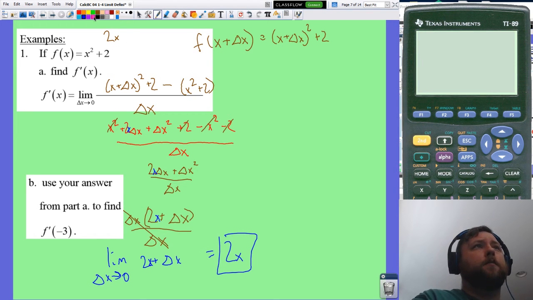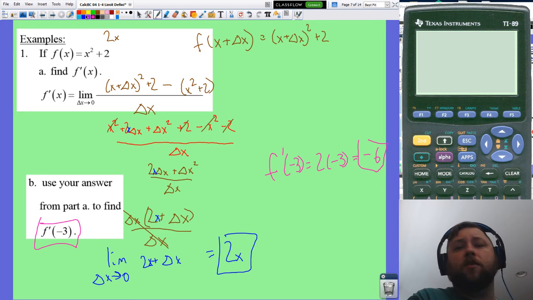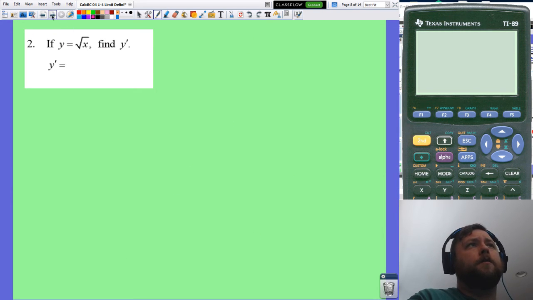Now I'm going to answer part B over here. Use the answer for part A to find f prime of negative 3. Well, you just plug in negative 3. So f prime of negative 3 is 2 times negative 3, which is negative 6. So yes, this is just to prove that you can do this, and it's good practice, but you're probably not going to do it this way a lot. All right, I can do these examples too, but I'll just save those for class.